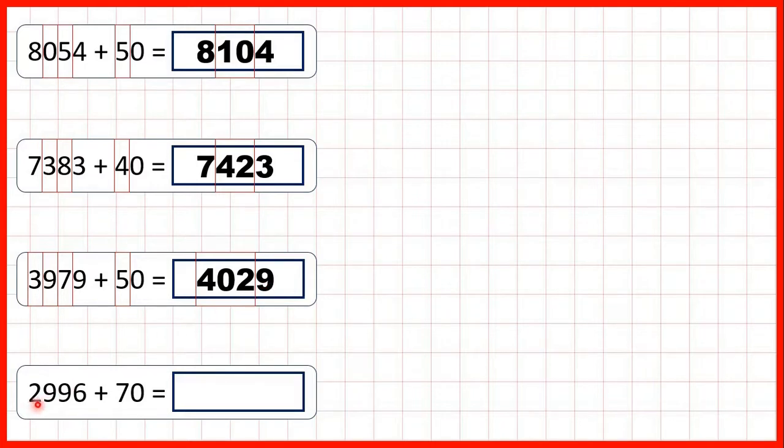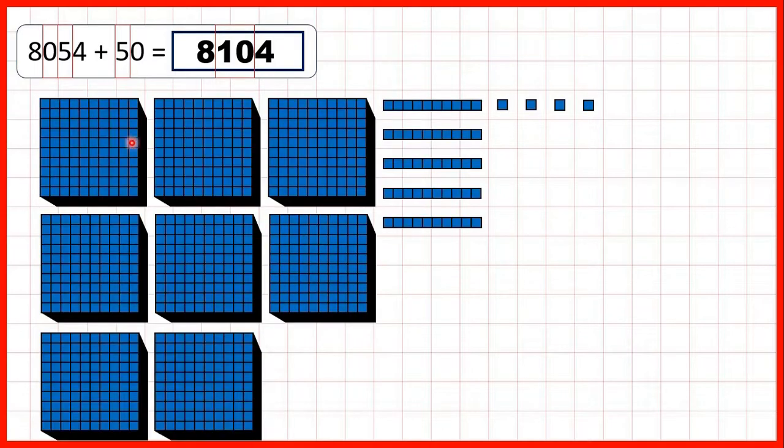Now 2,996 plus 70. Again, we need to highlight not just our tens digit, but our hundreds and our thousands digit as well. 299 plus 7 is 306, so we have that in our answer, followed by the ones digit that stays the same. Now let's show base 10 blocks so we can see why this method works for the questions that we've done.